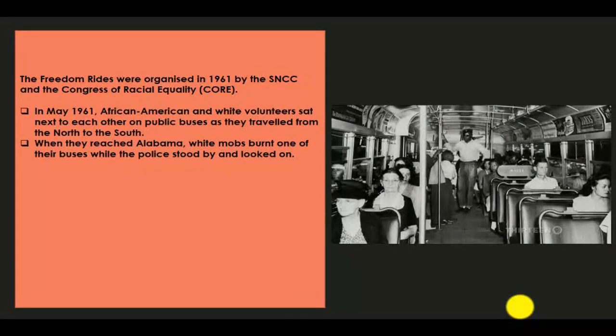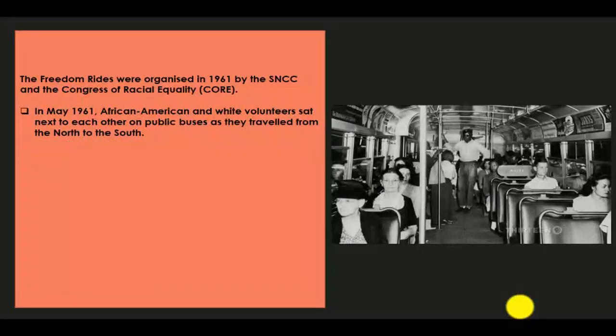So, we then move into the Freedom Rides. Sorry, the title is not coming on. So, the Freedom Rides were organized in 1961 by the SNCC and the Congress of Racial Equality, CORE. In May 1961, African American and white volunteers sat next to each other on public buses as they traveled from the north to the south.